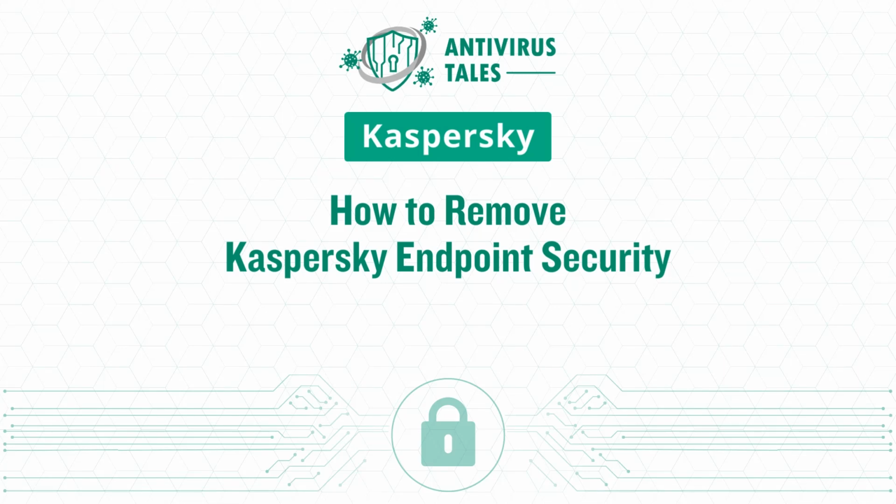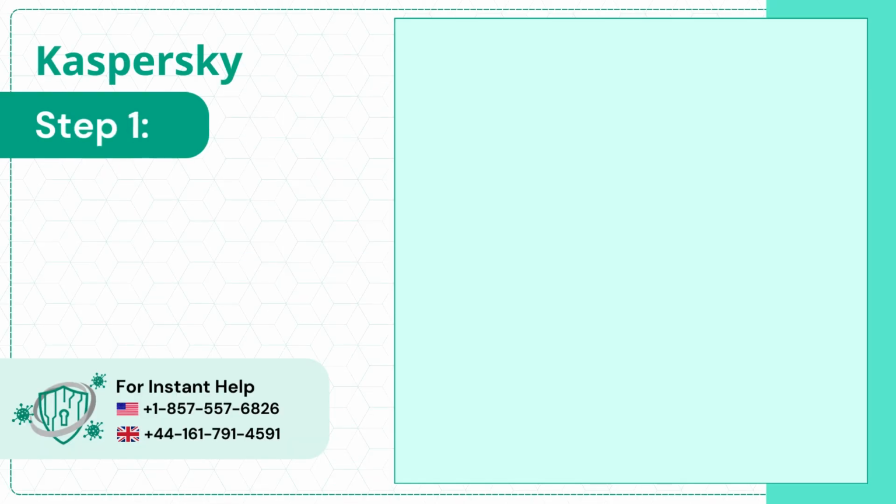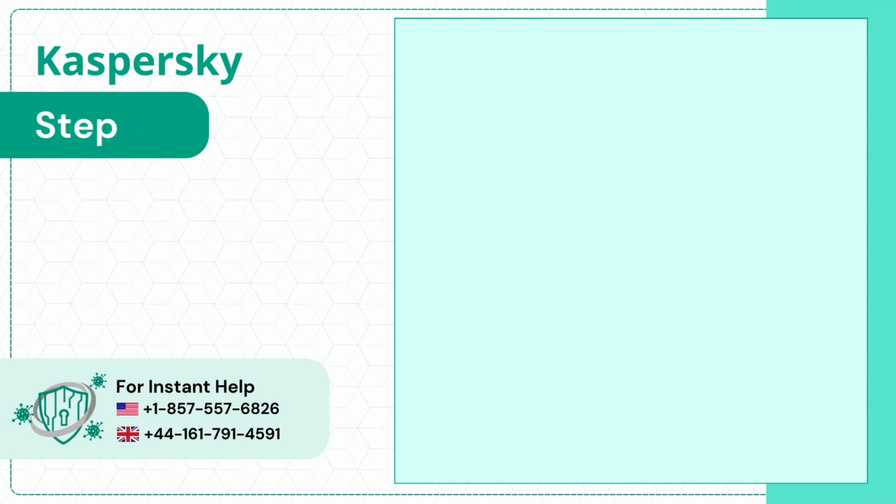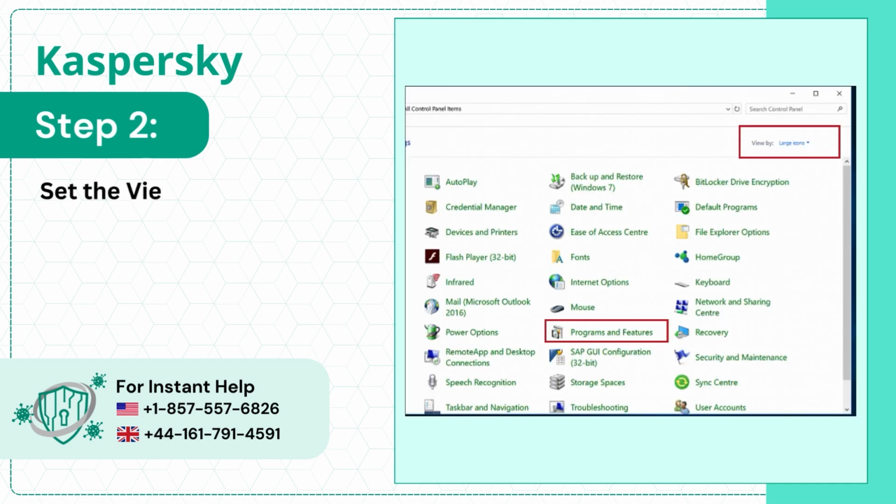How to remove Kaspersky Endpoint Security. Step 1. Click the Windows search button, type in Control Panel and open it from the result. Step 2. Set the View by to large icons, then select Programs and Features.